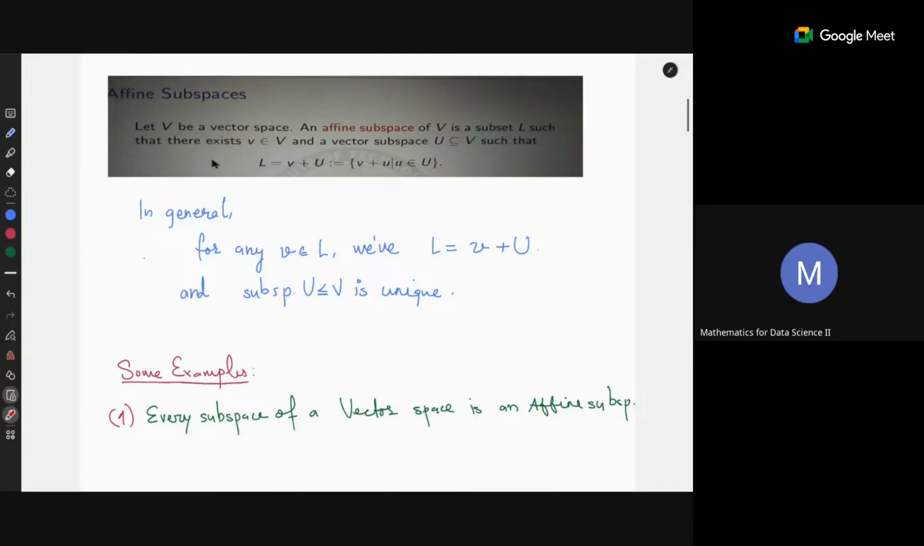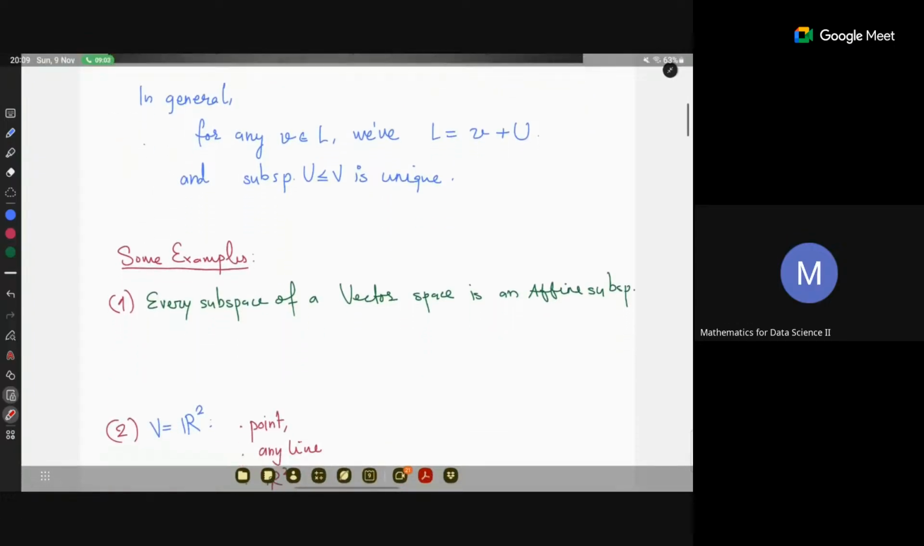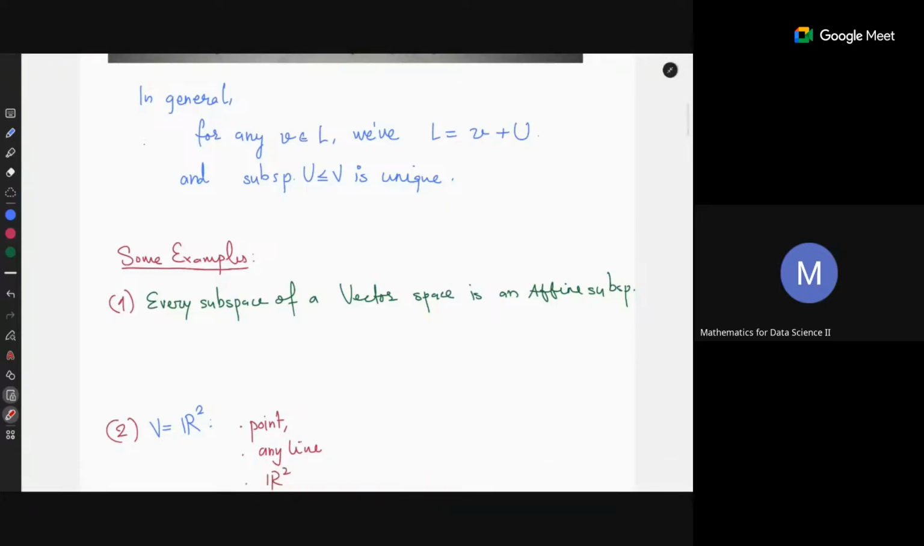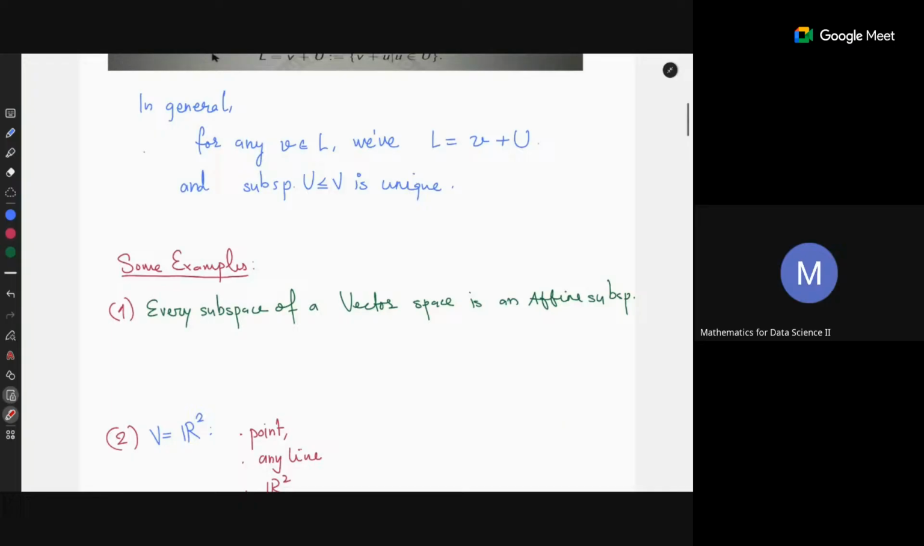Let's see some more examples. The affine subspaces are a bigger class than the subspaces of the vector space. What do I mean by that? That means that every subspace of a vector space is an affine subspace. Any subspace is an affine subspace.